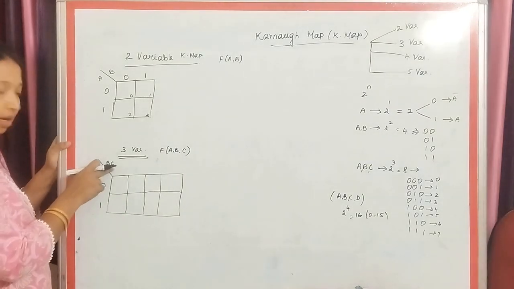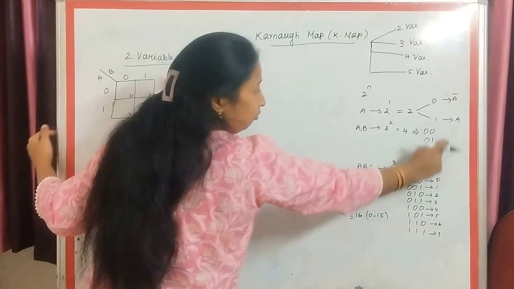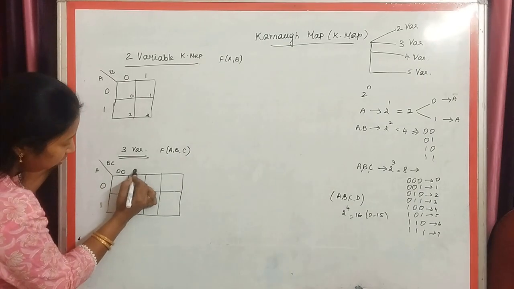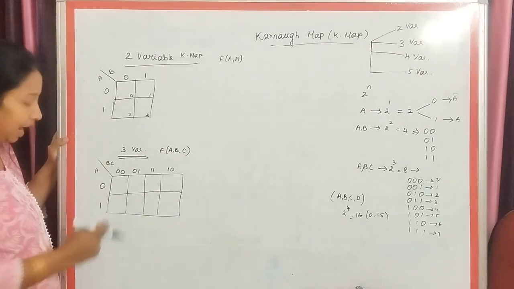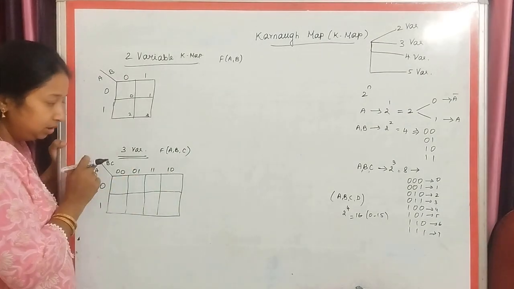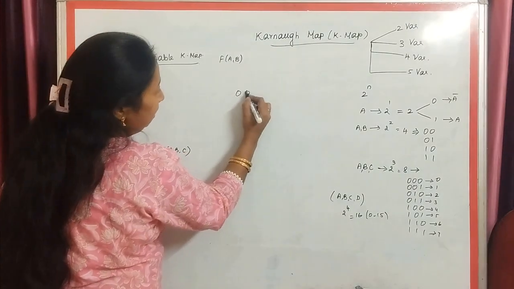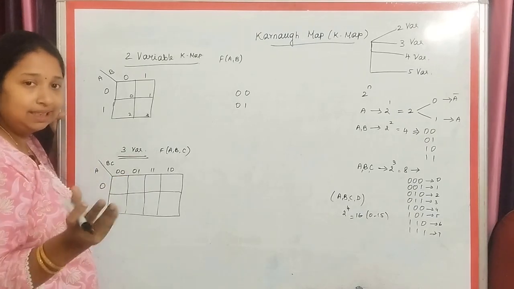For BC, there are two variables here. For two variables, how many combinations are possible? Four combinations. So how do you write the combinations? It is 0, 0, 0, 1, 1, 0 and 1, 1. You can ask me, why did I write 1, 0 here and 1, 1 here? For that, let me explain. Every single combination, assume that as a single state.